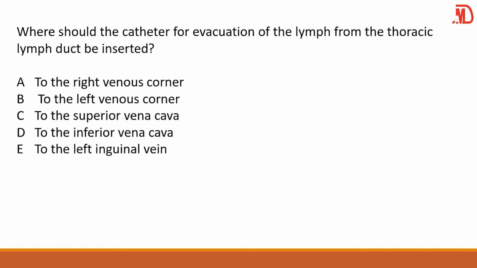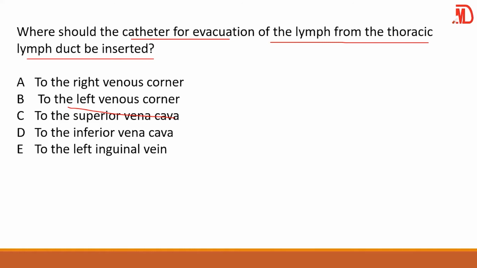Where should the catheter for evacuation of lymph from the thoracic lymph duct be inserted? Usually we insert it at the left venous corner. This is an anatomical position that you need to know. This is the place that we put in the catheter to be able to drain anything from the thoracic lymphatic duct.